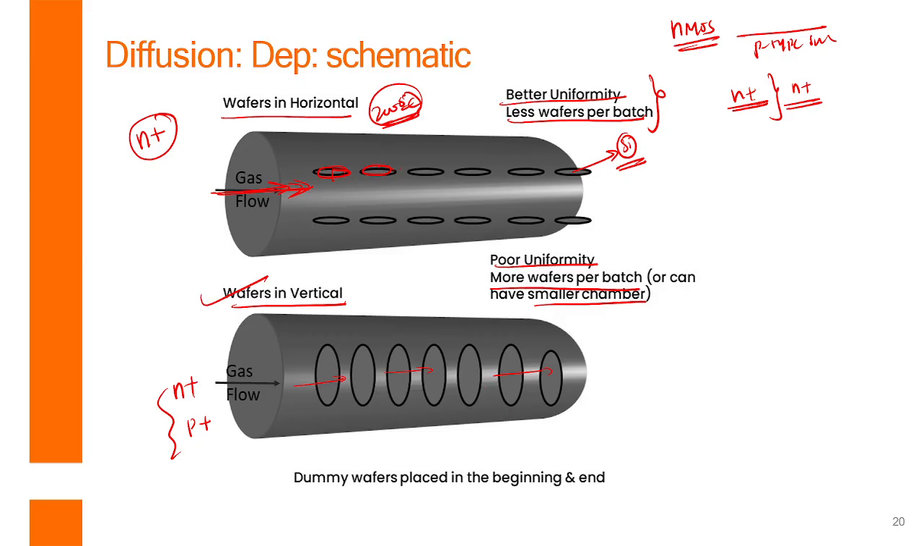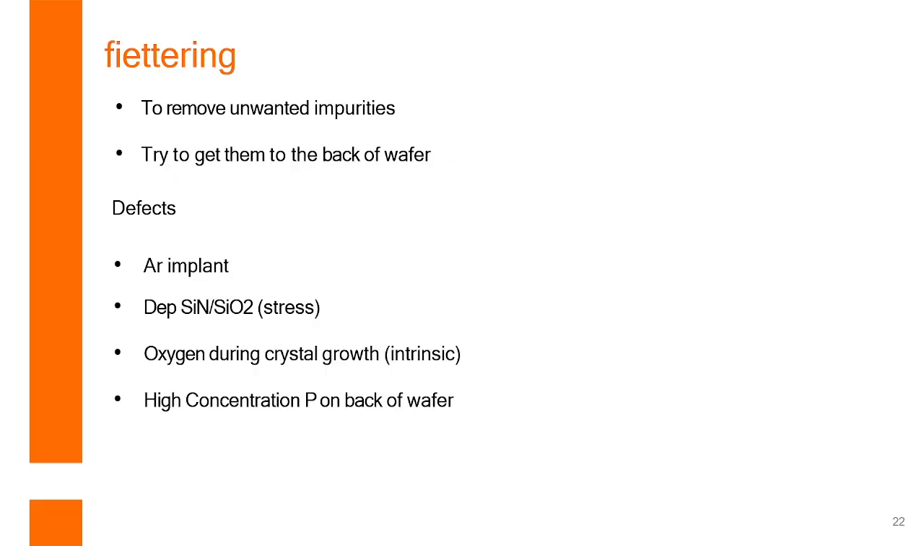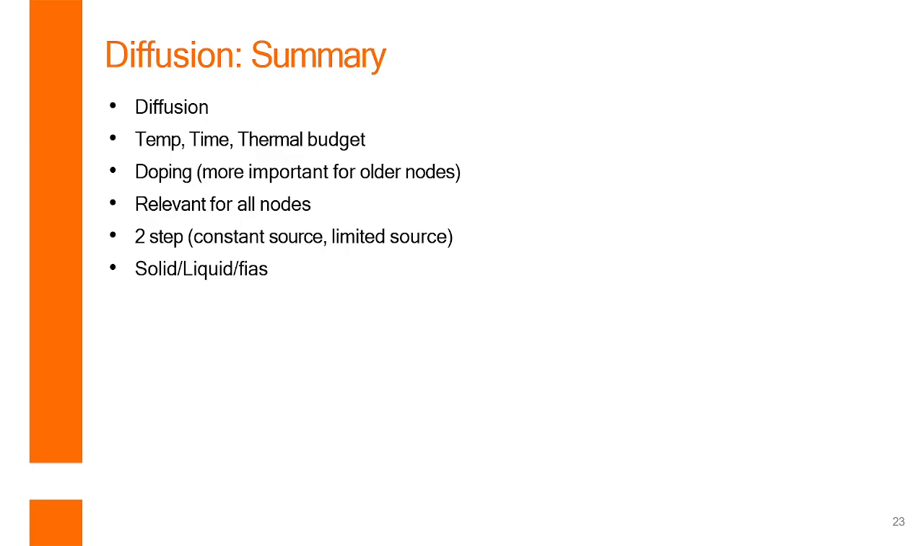So remember, diffusion is done at high temperature, and implantation is done at low temperature. There are some issues. The issues are that it increases with temperature and time, and it limits the space between the devices. Okay, these are some issues, along with defects, and this is the diffusion summary.